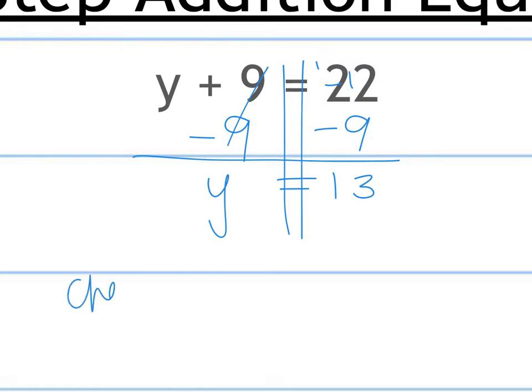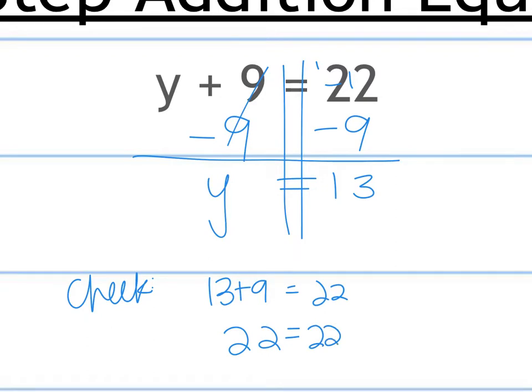Let's do a check. So 13 plus 9 is supposed to equal 22. Well, 13 plus 10 would be 23, minus 1 is 22. 22 equals 22. So, yep, it works. So then I'm going to go back and circle my solution. y equals 13. Be careful. y equals 13 is your answer, not the fact that 22 equals 22.